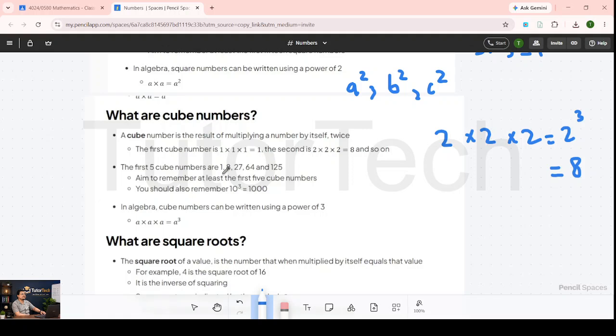Like in this, we have 1, 8, 27, 64, and 125. And also, if you need to find the cube number for 10, 10 to the power 3 will give you 1000. And in algebra, we can express cube numbers as a to the power 3, a cubed, b cubed, c cubed. All of these numbers are cube numbers.